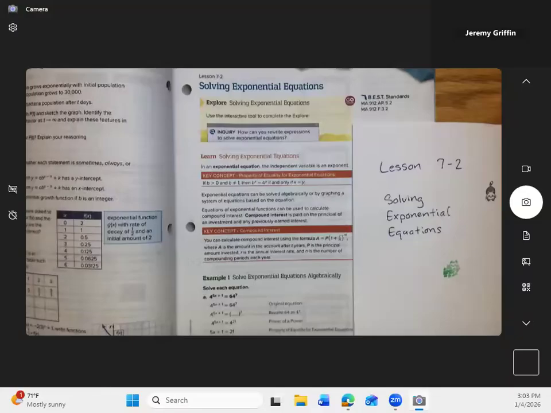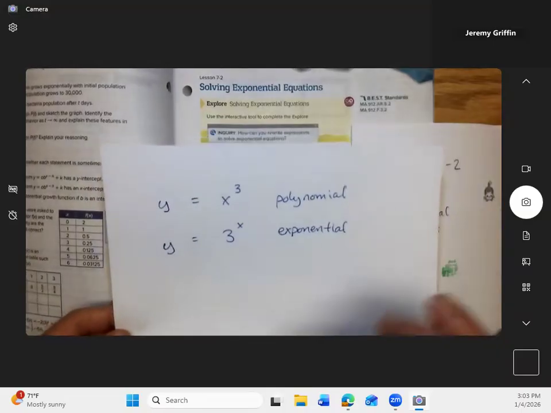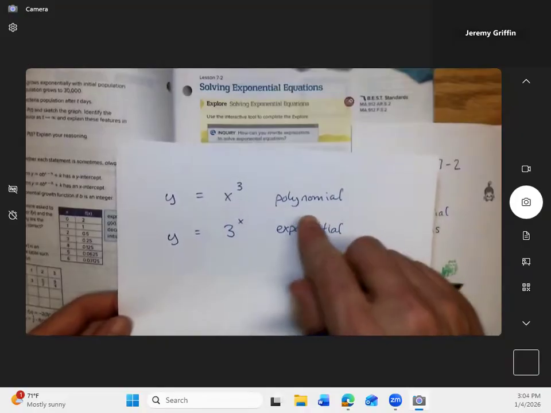Lesson 7-2, solving exponential equations. So we're still on exponential equations. Just a reminder from 7-1, if you see something like y equals x to the power of 3, that's the category polynomial, like this would be a cubic.